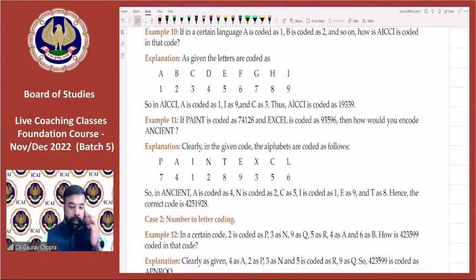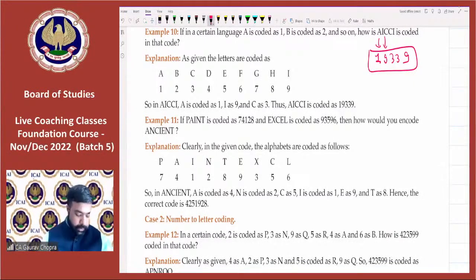Now, the 10th example. If in a certain language, A is coded as 1, B as 2, and so on, then how is AICCI coded in that code? We have to see AICCI. Now this time, the codes are given, it is fixed. Now we have to simply write the number. So what is the position of A? It is 1. For I, it is 9. For C, it is 3. And for I, again, it is 9. The code number will be 19339. That's it.